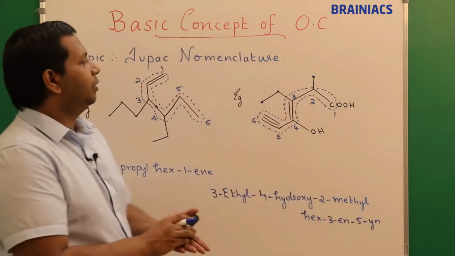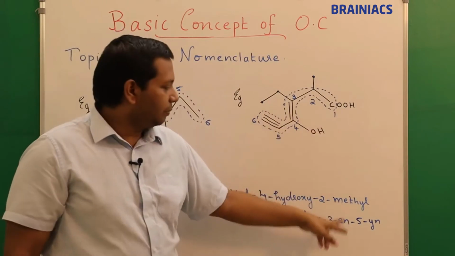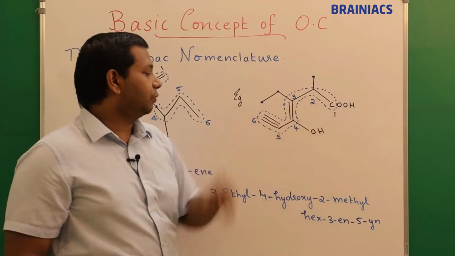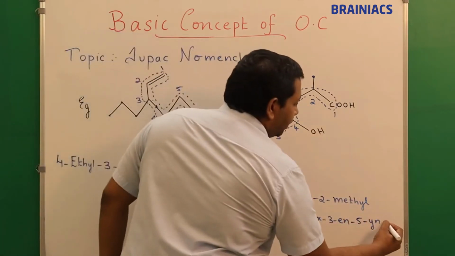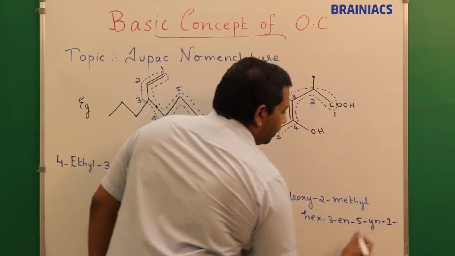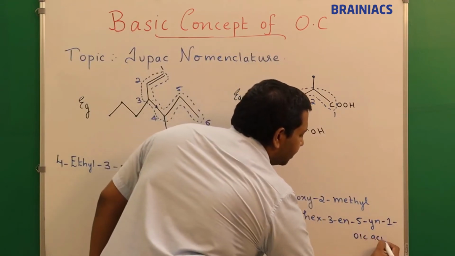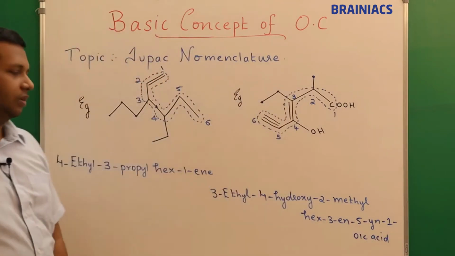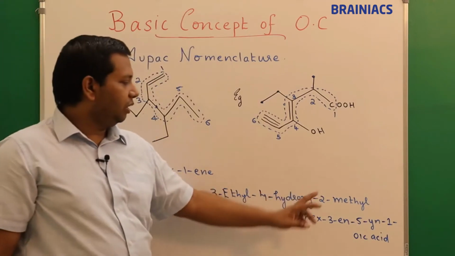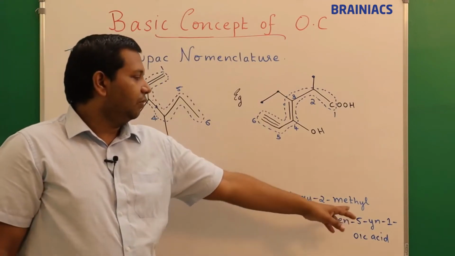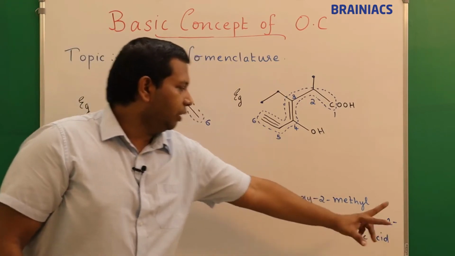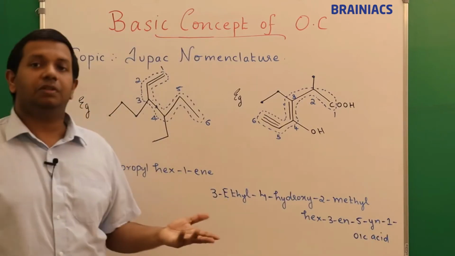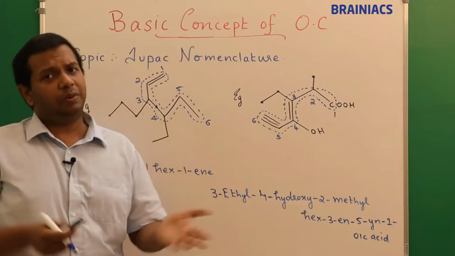Is it ending there? No, because you need to put the secondary suffix, since the functional group is there, at the 1st position. So again I am writing hyphen 1 hyphen oic acid. Understood? So this is the way they can ask you questions. So 3-ethyl-4-hydroxy-2-methylhex-3-en-5-yn-1-oic acid. The e should be removed before yn. This is the answer. I hope you understood. Please revise it as much as possible, then only you will learn it. If you have any doubt, please get back to us.